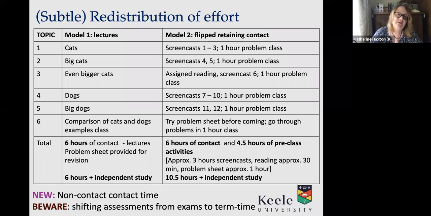So the concept we need to introduce is the idea of non-contact contact time. That is our expectations on a weekly basis of students watching things that are a defined length of time. We also have to be aware of what will happen if we shift a lot of assessments from exams to term time. Our semesters are 12 weeks long.